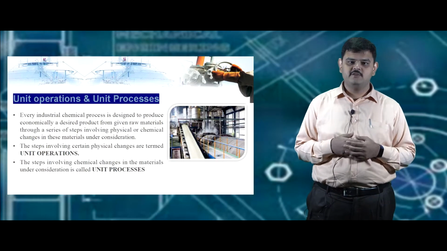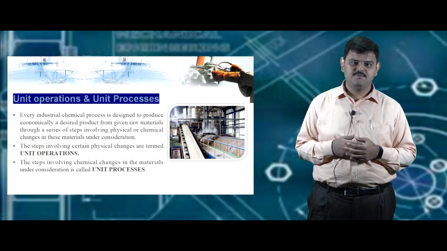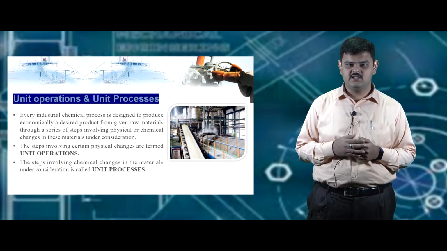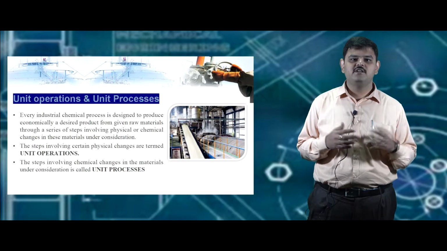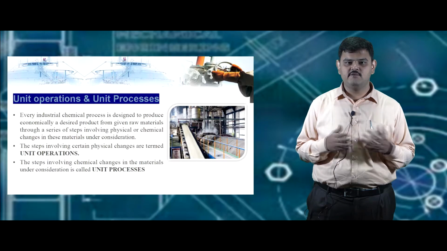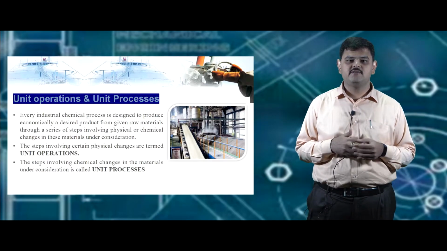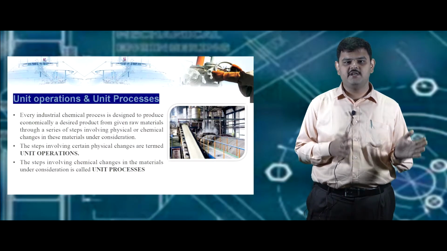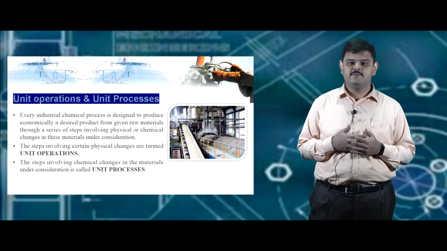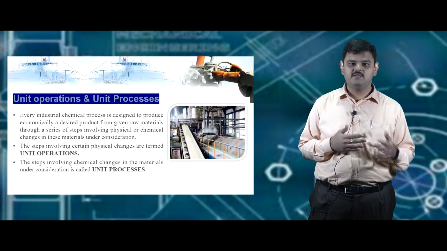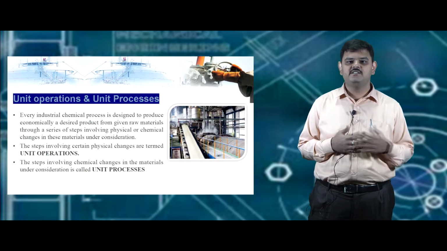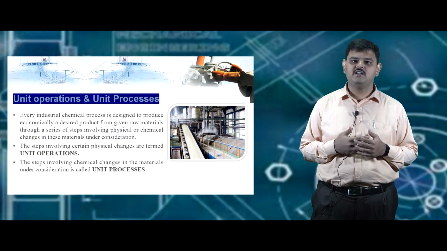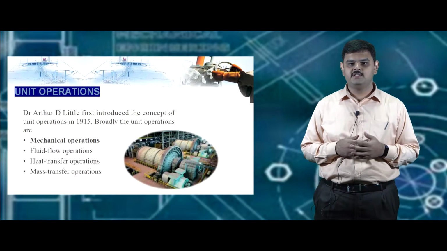Next we are going to see about the unit operations and unit process. The unit operations and unit process are the integral part of chemical engineering. They are the series of physical and chemical steps which are involved in the chemical reactions taking place to convert the raw materials to the products. The series of steps which involve the physical changes are termed as unit operations. The series of steps which involve the chemical changes in the materials under consideration are termed as unit processes.